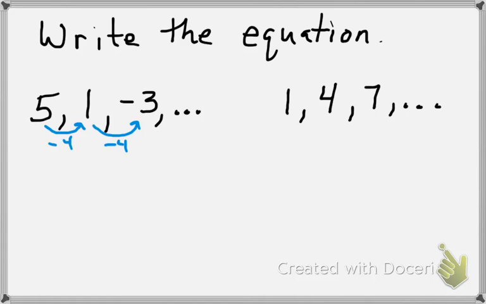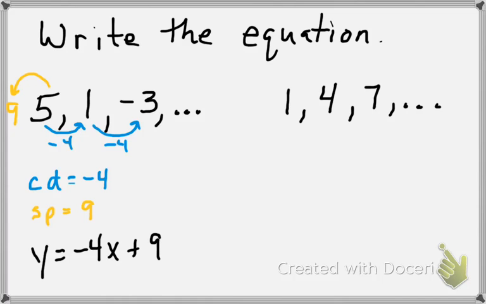Okay, you're always starting out by finding the common difference. In this case, it's negative 4. Then looking for the starting point. In this case, it would be 9. So then that gives me y equals negative 4x plus 9. That's the equation.